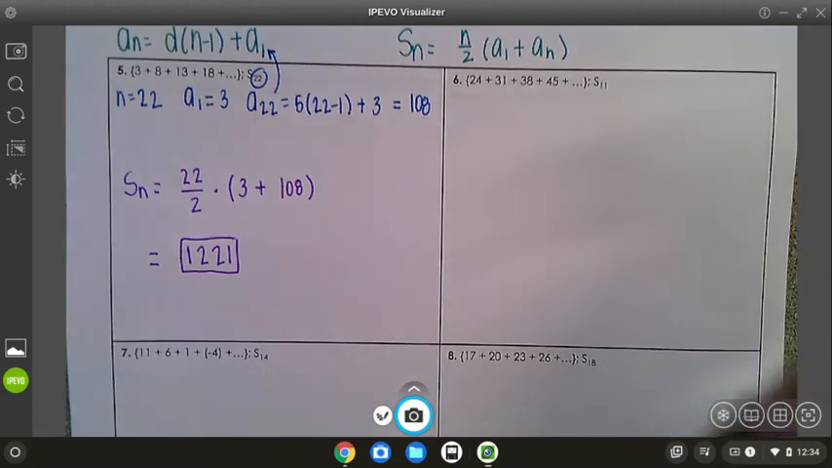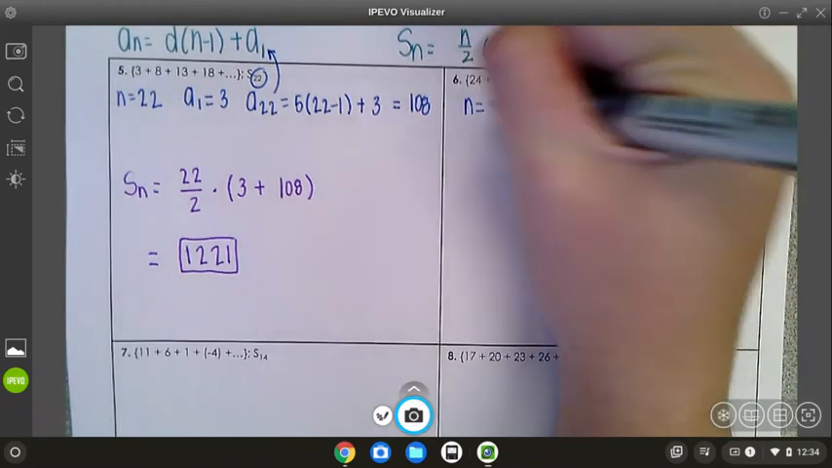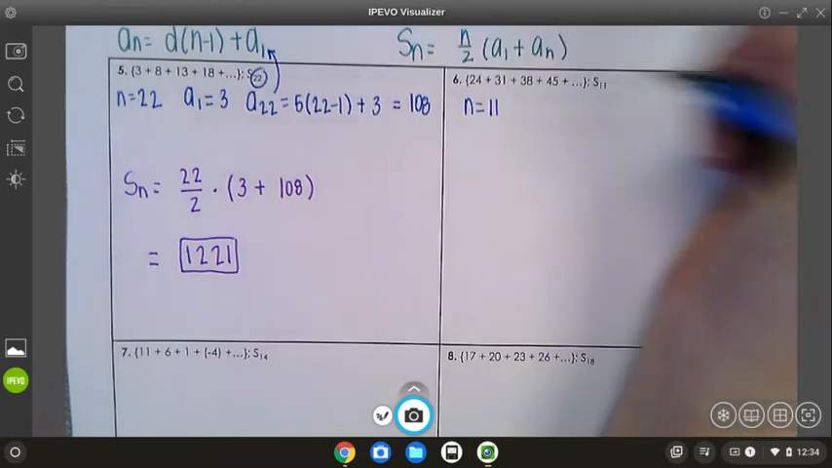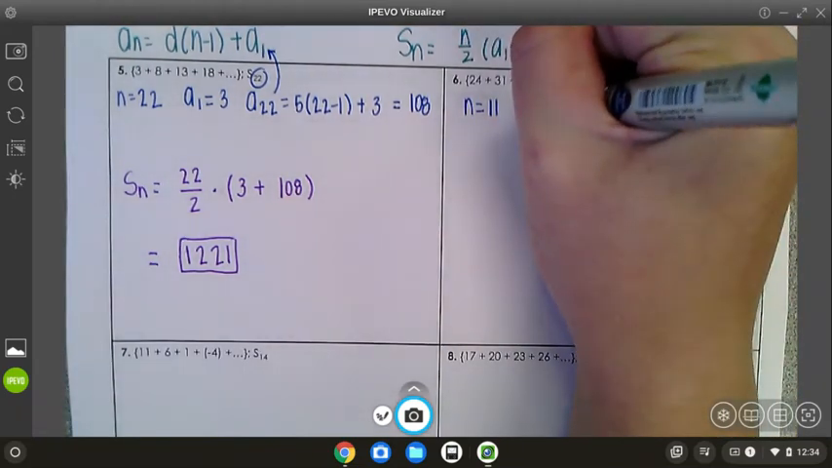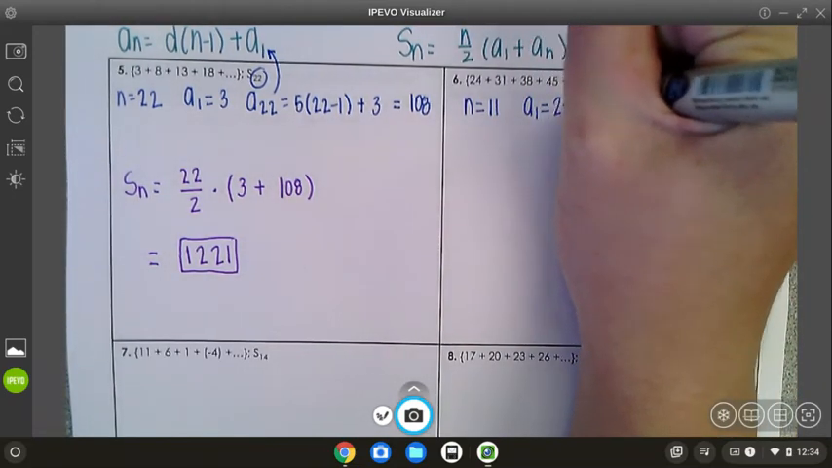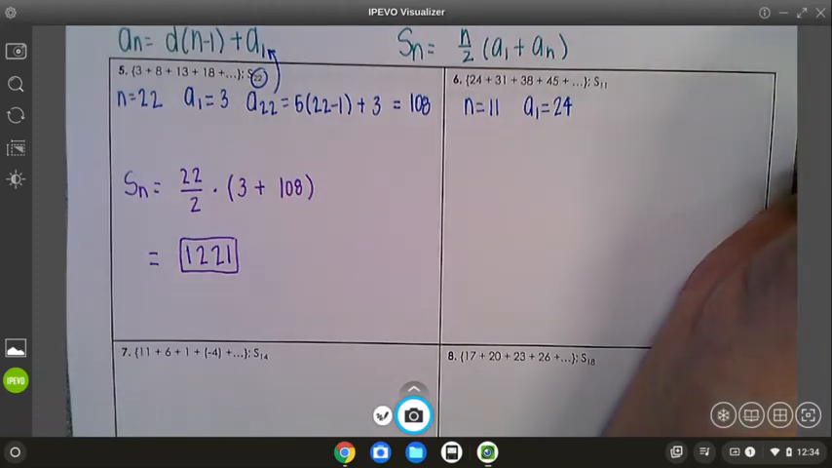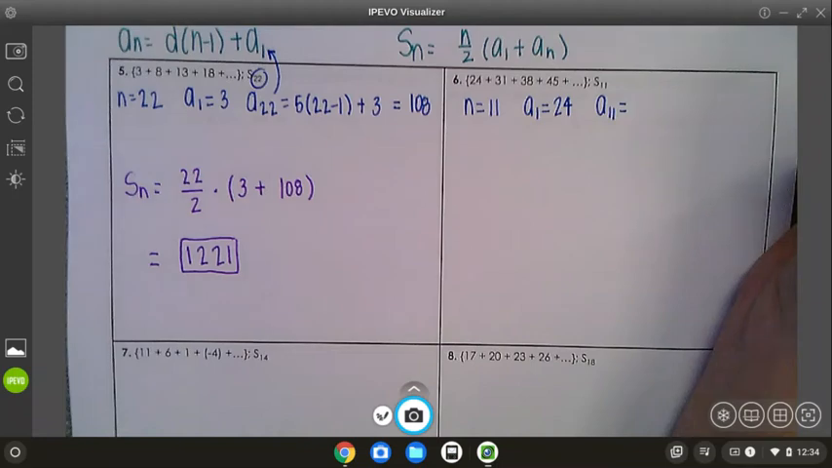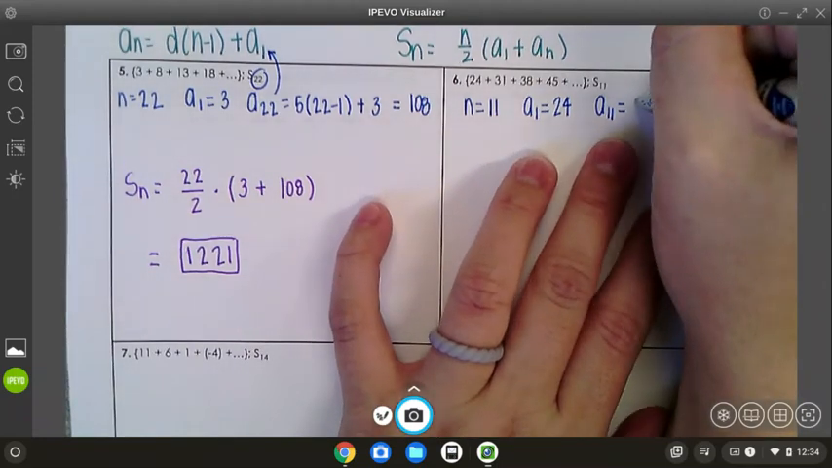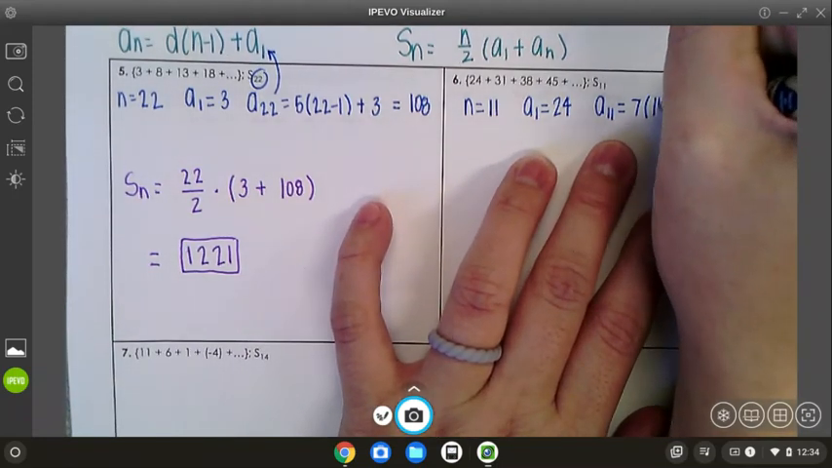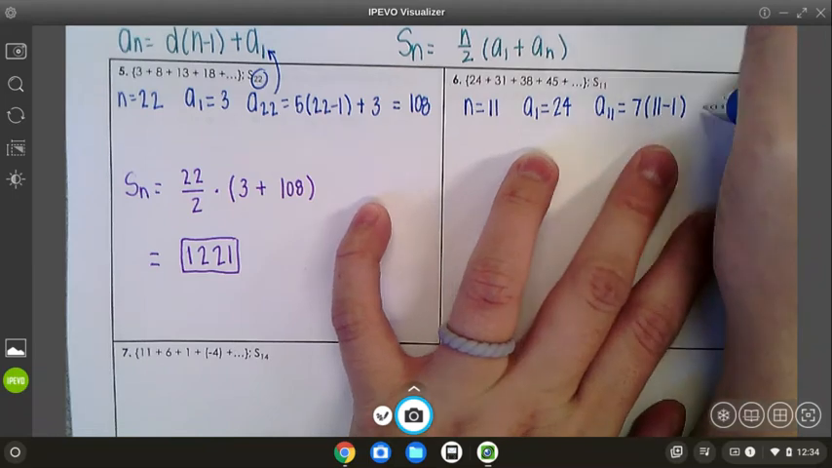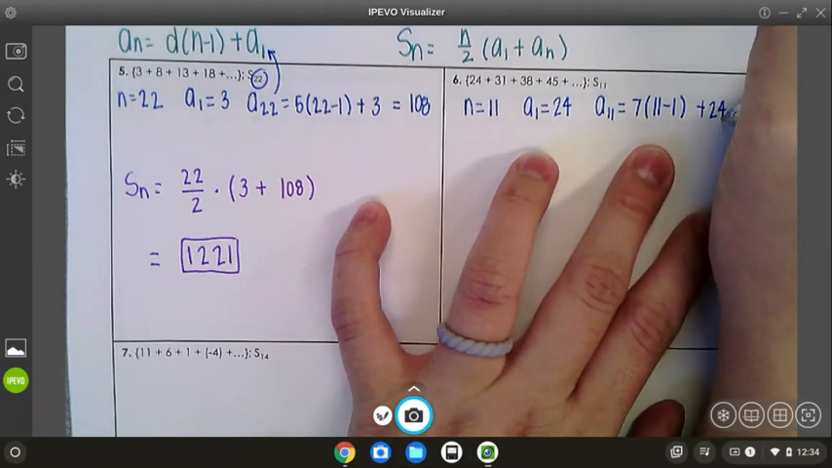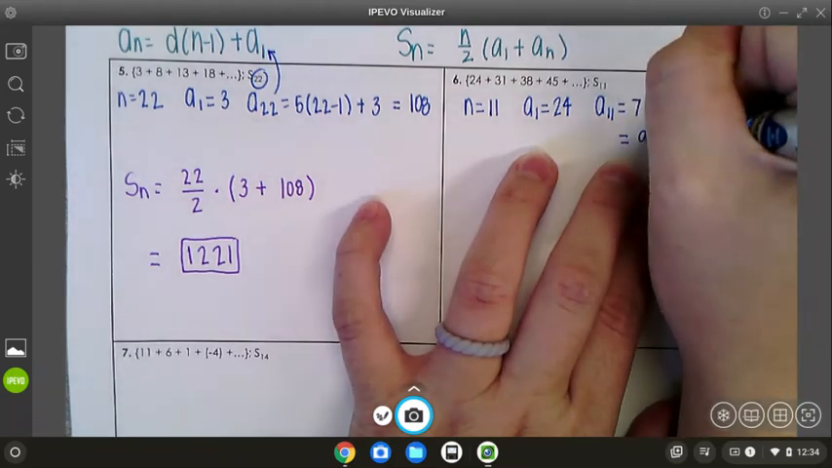All right, number 6. N equals 11. A1 equals 24. Then we have to find A11. So our difference was 7. Then we had 11 minus 1 plus 24. We got 94.